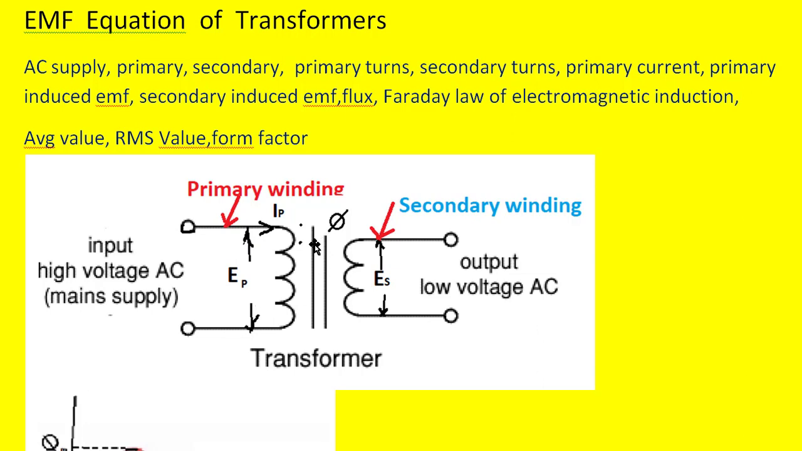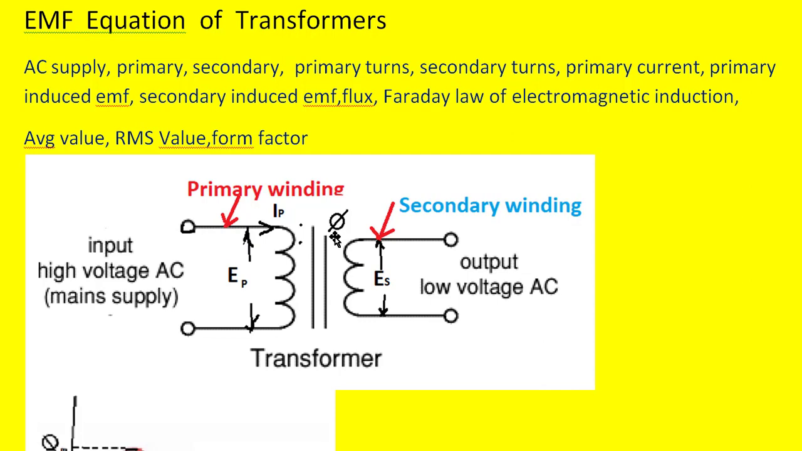Similarly, the same flux also links with the secondary winding, and the secondary winding turns in this case are fewer than the primary winding turns because it is a step down transformer. So the induced EMF in the secondary winding is also due to electromagnetic induction, that is Faraday's law of electromagnetic induction. So here also there will be an induced EMF in the secondary winding, called ES, and the voltage available across the secondary winding is called the secondary terminal voltage or simply the output voltage.